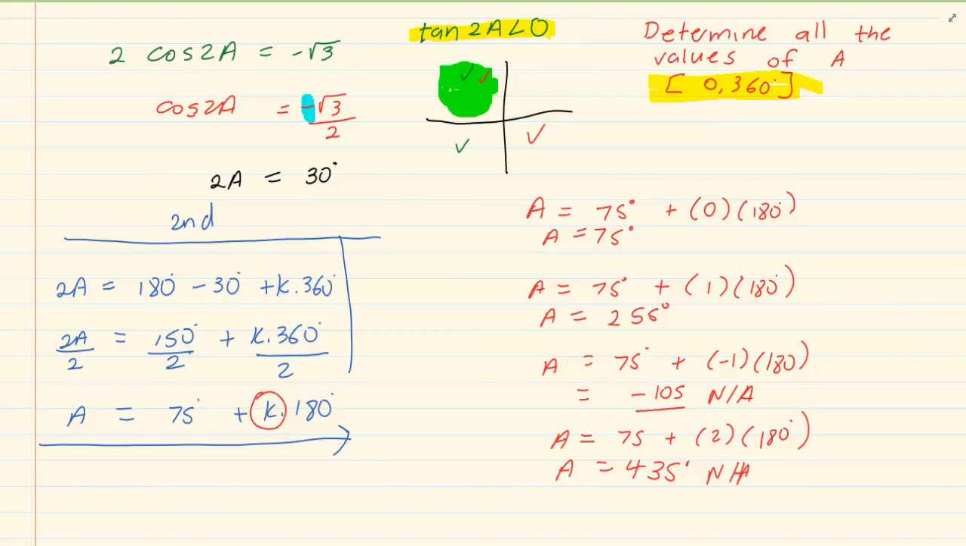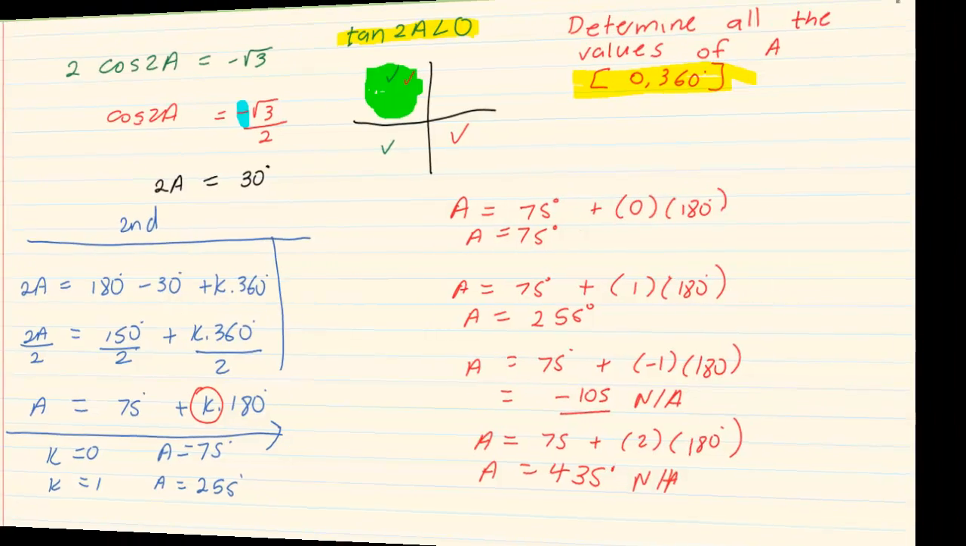So what are our answers? Our answers are where k is equal to 0, a is equal to 75, and where k is equal to 1, a is equal to 255. And those are your final answers if they say determine the values of a.